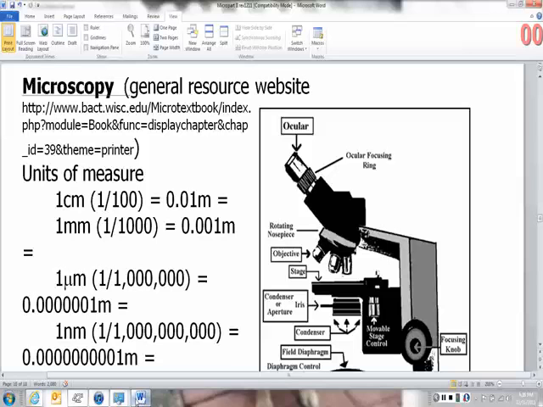Lecture of Unit 2. Microscopy is the use of light or electrons to magnify objects. The units of measure in most light microscopy will be in micrometers or microns, which is 1/1,000,000th of a meter. In electron microscopy, the nanometer is more common, which is 1/1,000,000,000th of a meter.